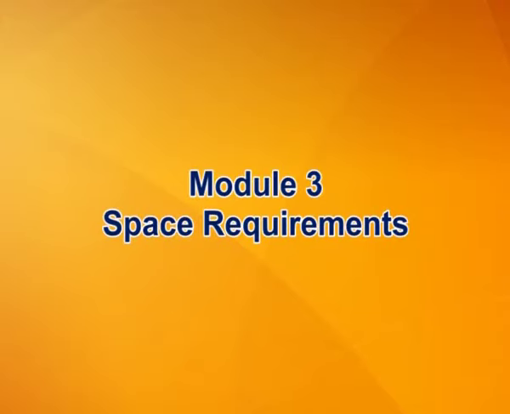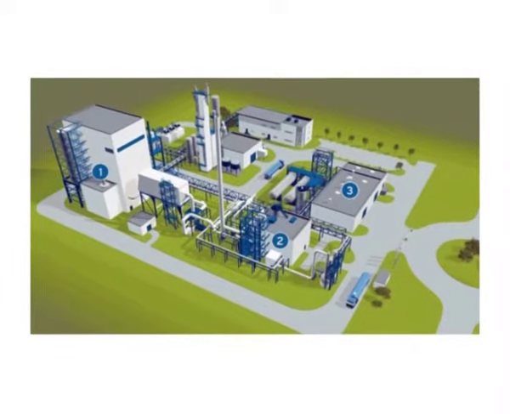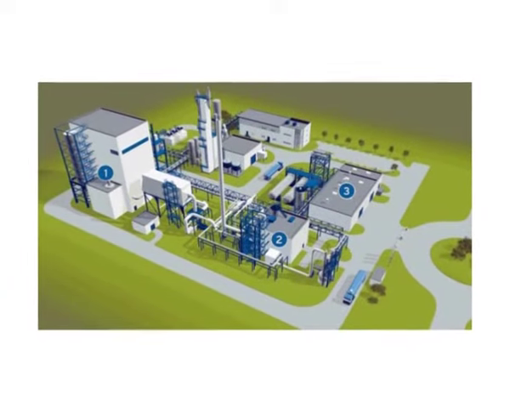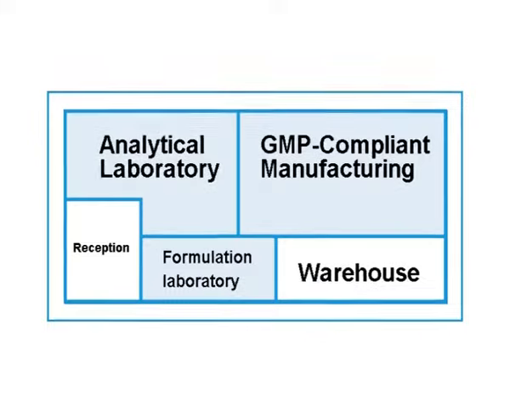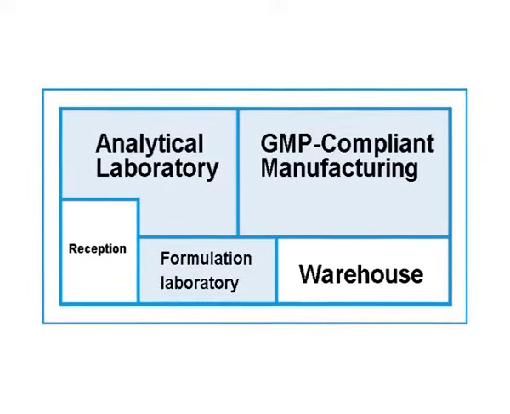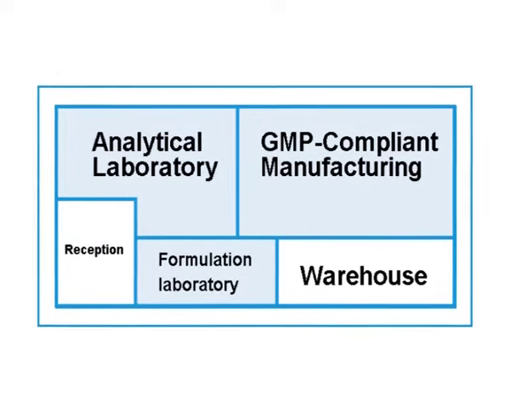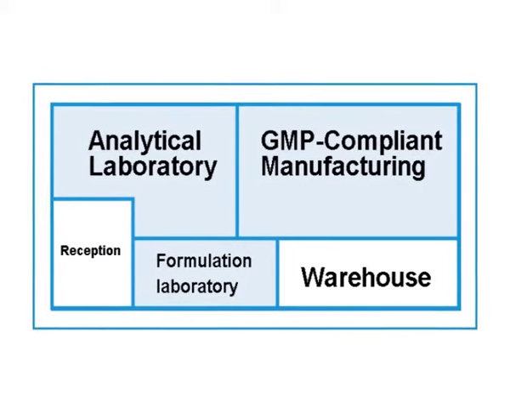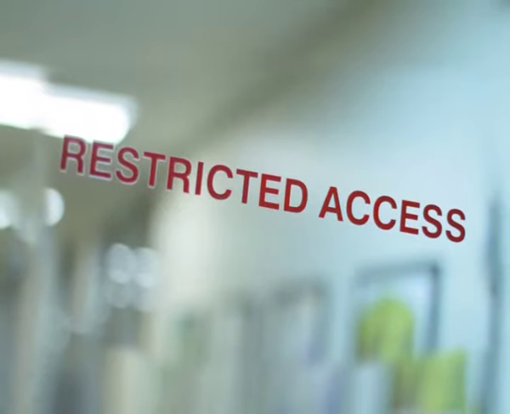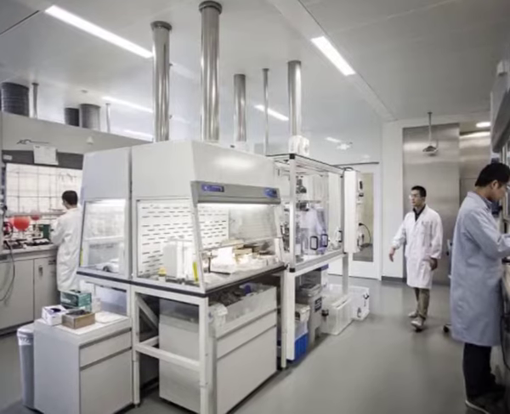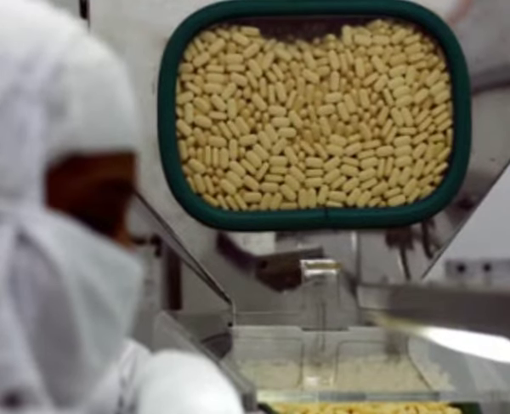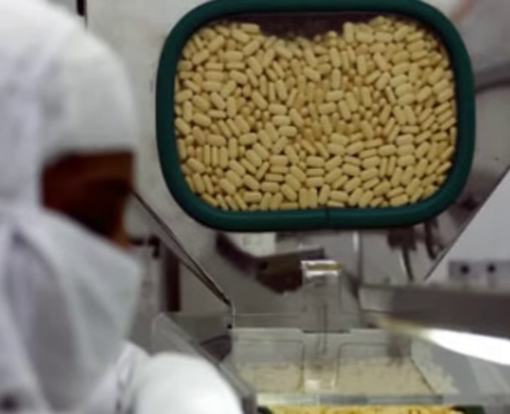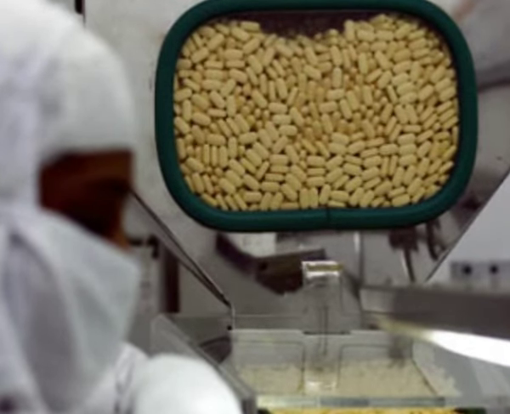Module 3, Space Requirements. The pilot plant design should be according to the current good manufacturing practices, that is the CGMP norms. The layout should be according to the needs of flexibility in terms of portable equipment installed and use of multi-purpose rooms. It should have restricted access and a well-planned system for personnel flow and material flow. The facility and equipment should be able to capture critical process information.